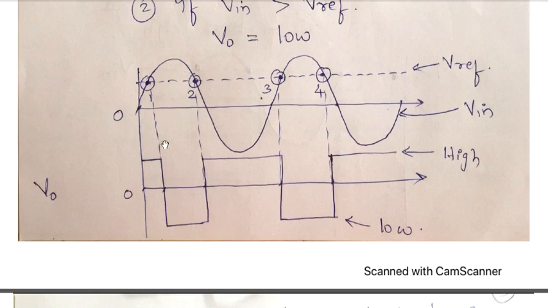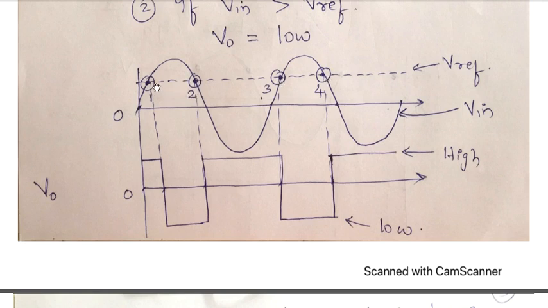Okay, so to draw the output voltage waveform, what I do is, where you have an intersection of this horizontal line with the sine waveform, I mark all those intersection points. So if you can see, this is the first intersection point of the sine and the reference waveform. So I mark it as intersection point number 1. Here, this is the second intersection point, so I have marked it as 2. Similarly, the third intersection point here and the fourth intersection point here.